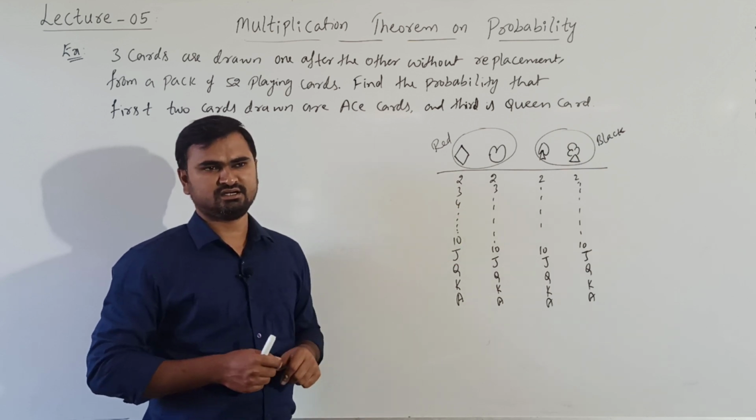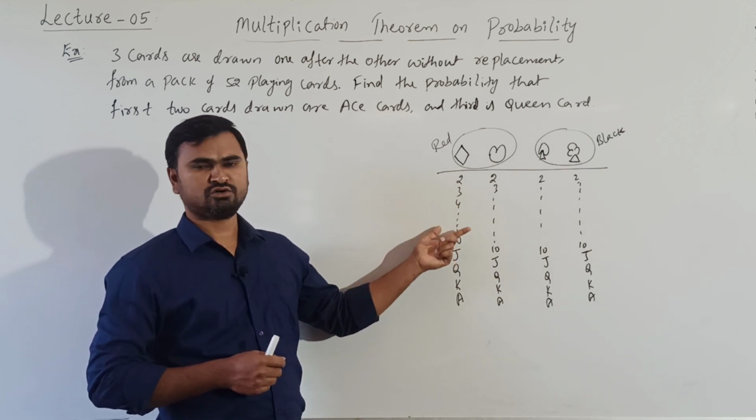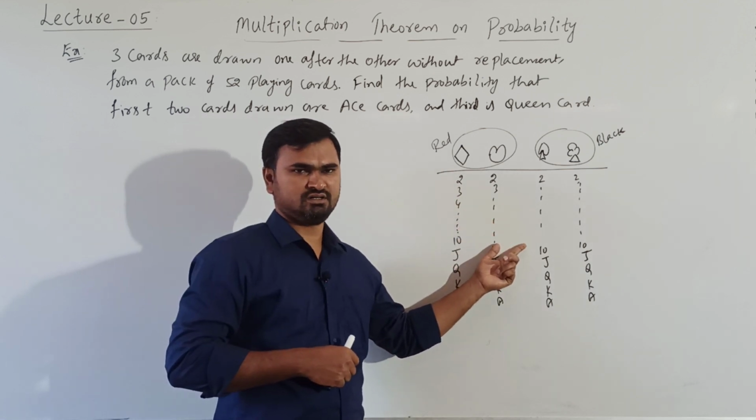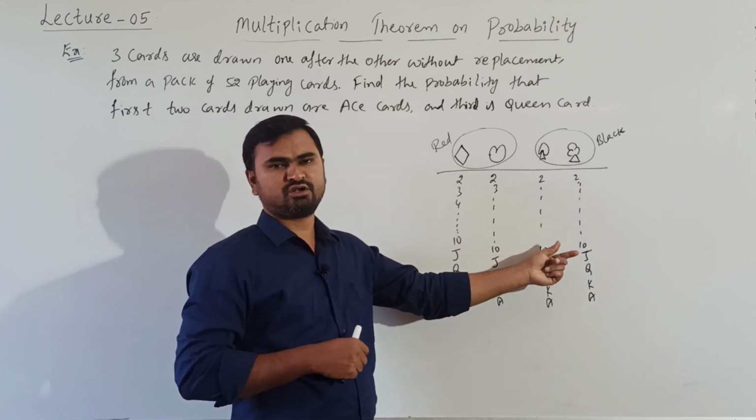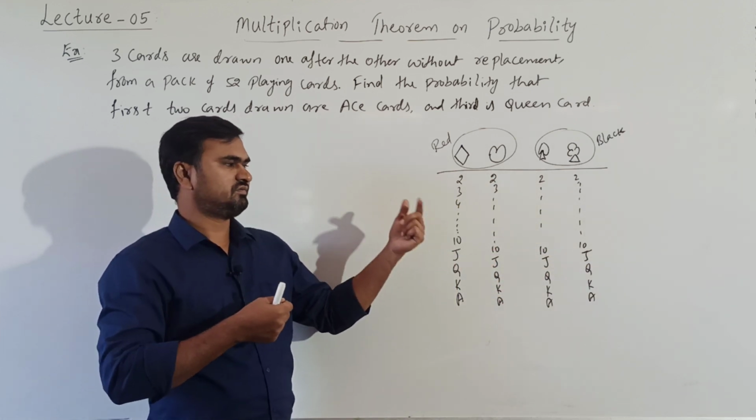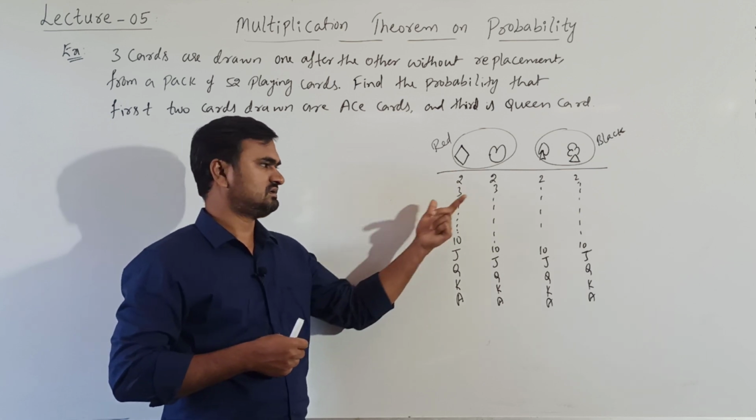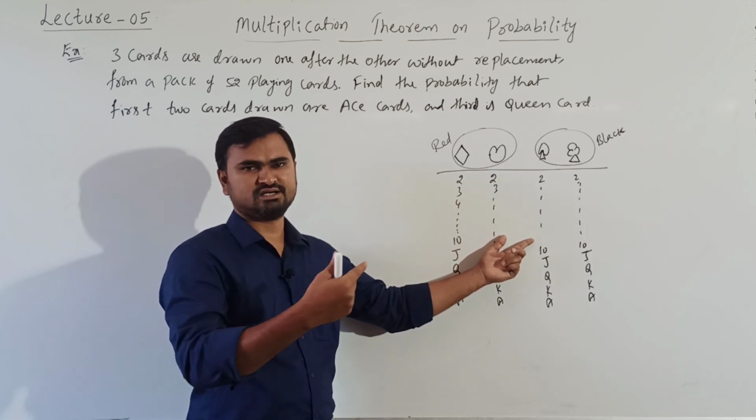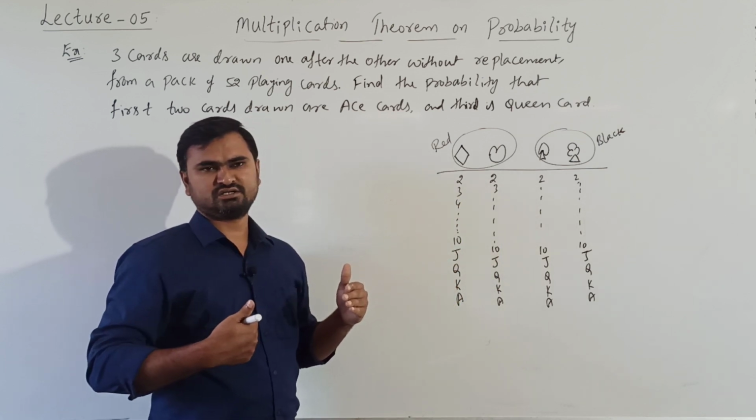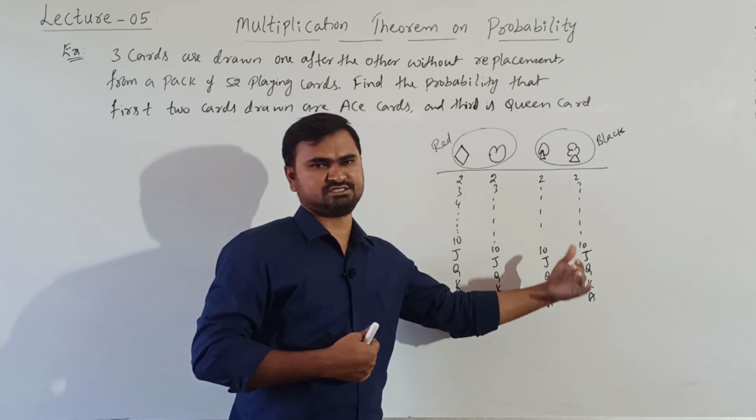Now after drawing the second card, how many are remaining? Out of 52, 2 cards are already drawn, so the remaining will be 50. From those 50 cards, we are drawing the third card. So whatever card we draw affects the remaining cards for the next event. That's why we have to consider that the first event has already occurred when finding the probability of the next events.